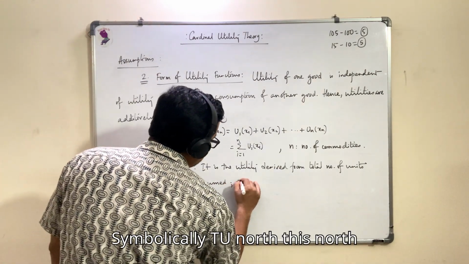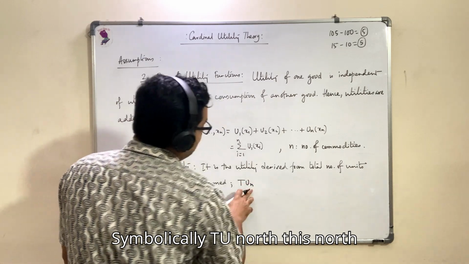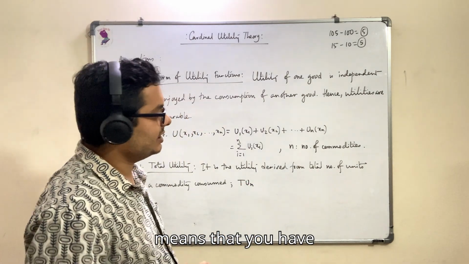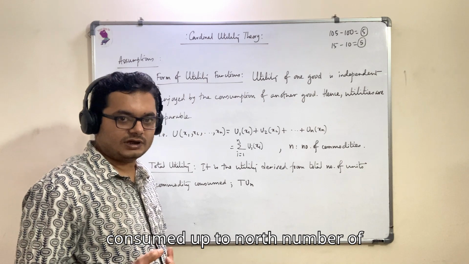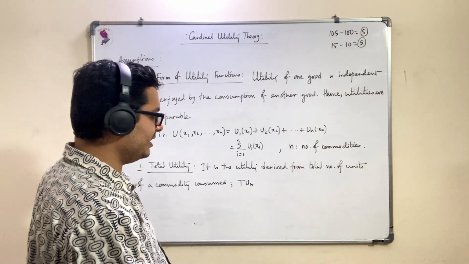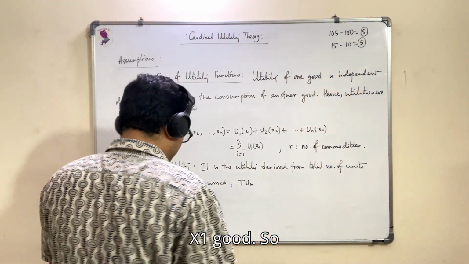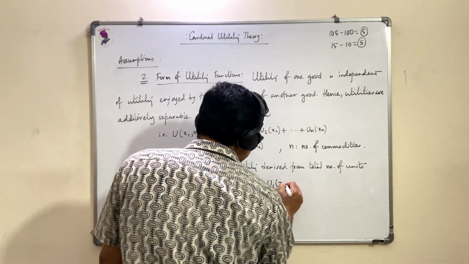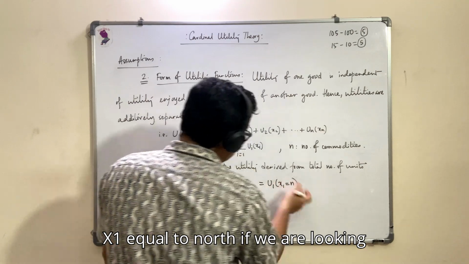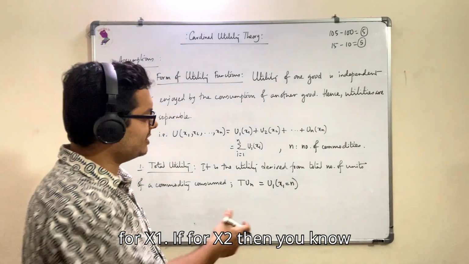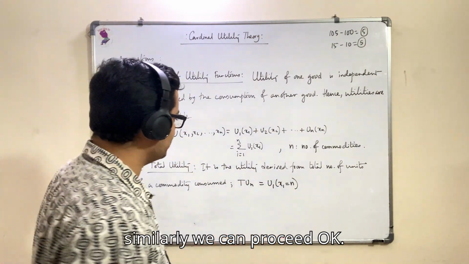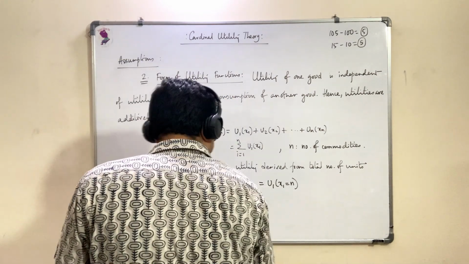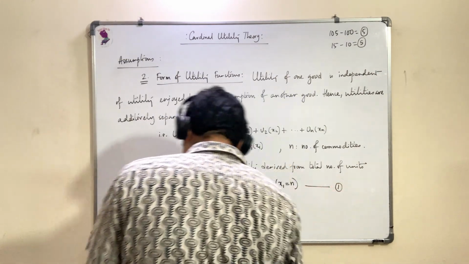Symbolically, TU_n, this n means that you have consumed up to n number of x1 good. So this will be equal to u1 of x1 equal to n if we are looking for x1. If for x2, then similarly we can proceed. Okay, let's say this is 1.